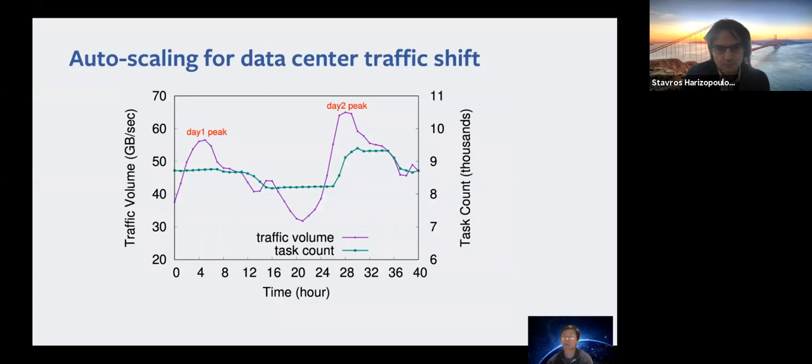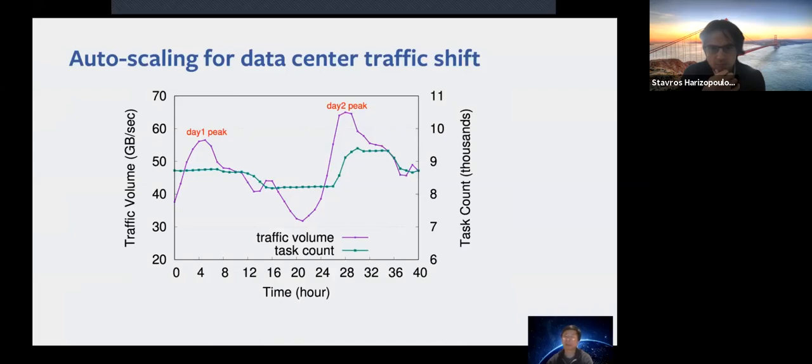Here's another example showing how scaler deals with data center level events. Here we have a storm starting in the morning of day two. And in day two, we got quite a bit more traffic. Scaler was able to increase the total amount of tasks to deal with the increased traffic. When the storm ends, the amount of tasks was adjusted back to the normal level.